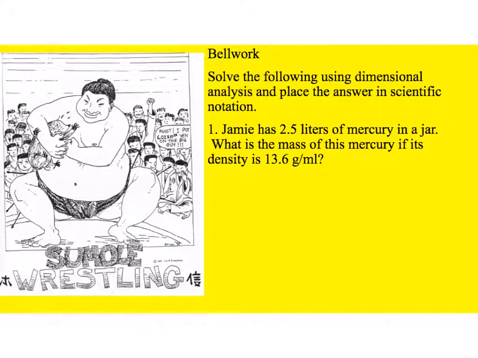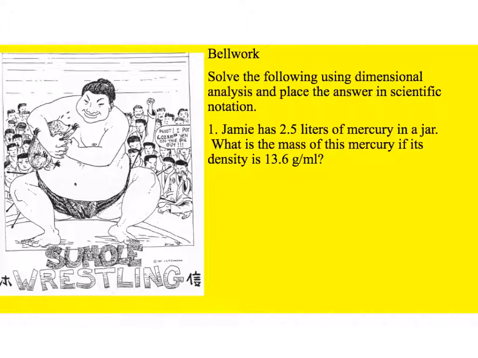Jamie has 2.5 liters of mercury in a jar. What is the mass of this mercury if its density is 13.6 grams per milliliter? So we're going to use dimensional analysis here because the mole unit that we're discussing here in Unit 5 has everything to do with dimensional analysis. That's why we covered it in Unit 2, because it's really important to us.